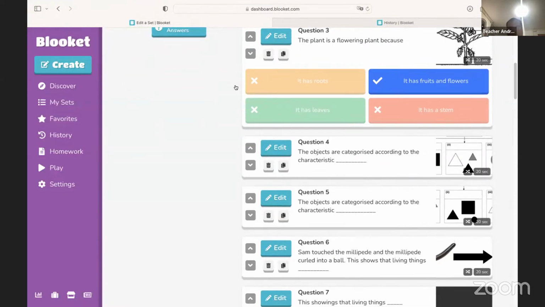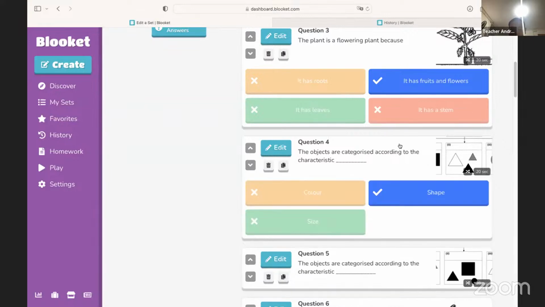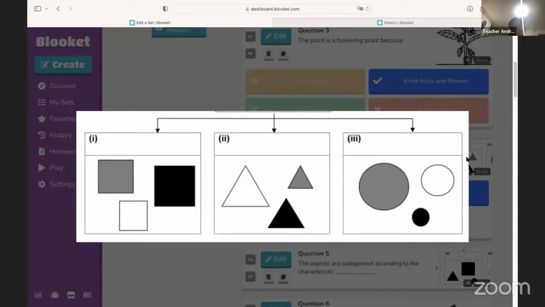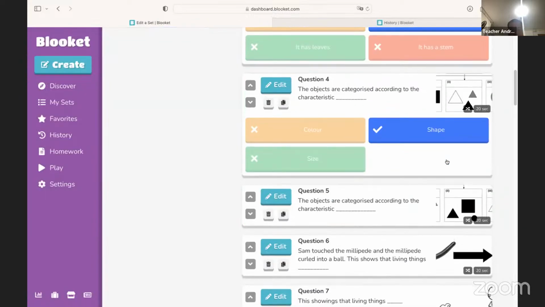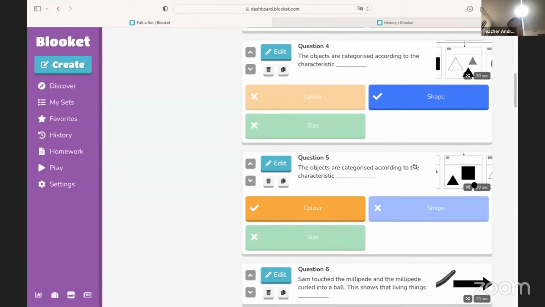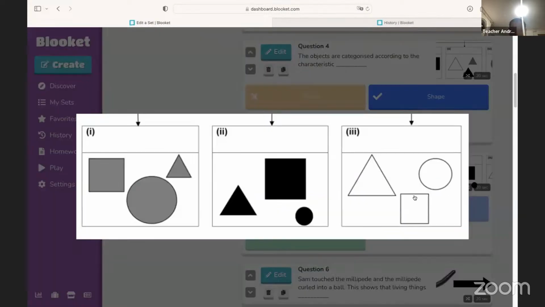Okay. Question 4. The objects are categorized according to a characteristic. Look at the picture here. The picture shows that they are basically categorized according to their shapes. Square one side, triangle one side, circle one side. All right. Question 5. The objects are categorized according to the characteristic of colors because we have gray, black, and white.